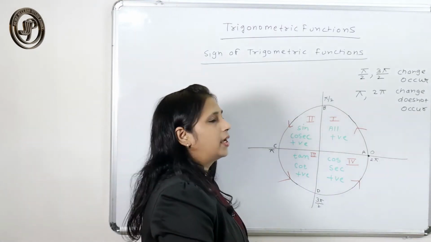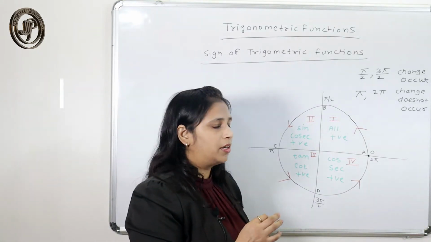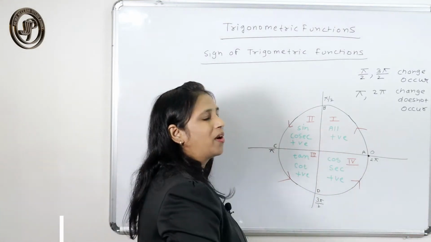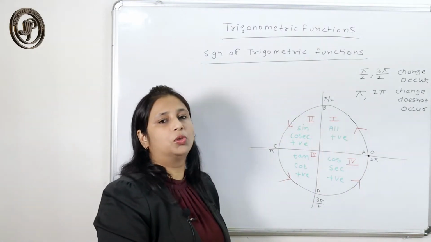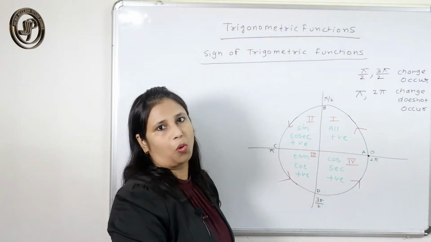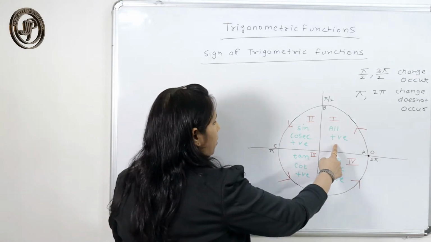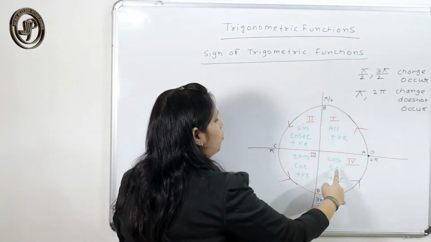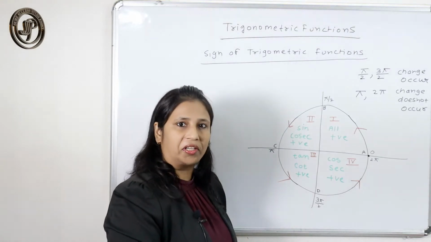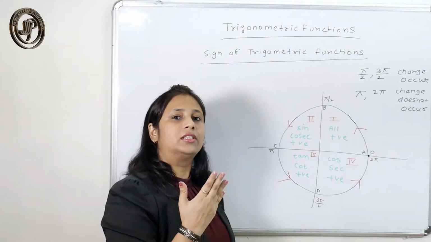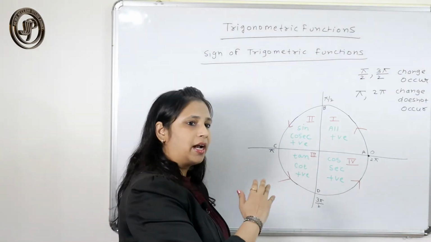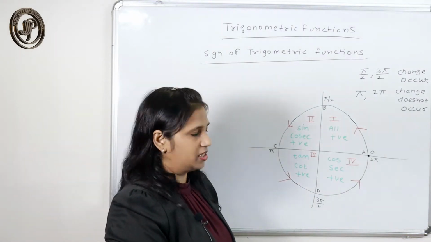In class 10th, you studied the trigonometric functions only in the first quadrant, that lies between 0 to 90 degrees. So here I have drawn the 4 quadrants, that is quadrant 1, quadrant 2, quadrant 3, quadrant 4. The quadrants are the same thing that you studied in coordinate geometry while sketching the graph.